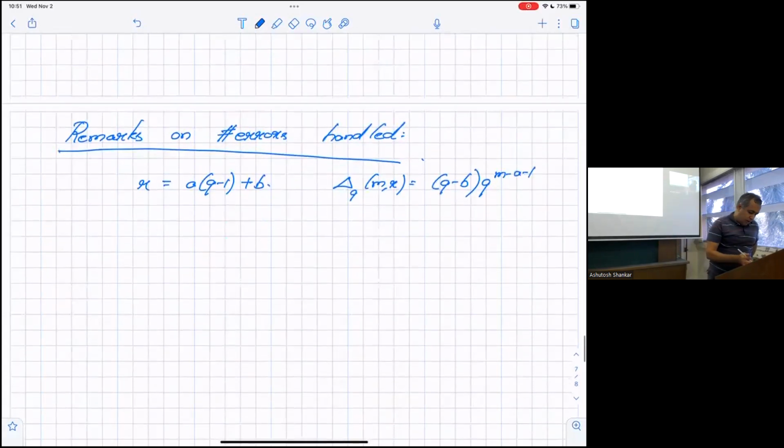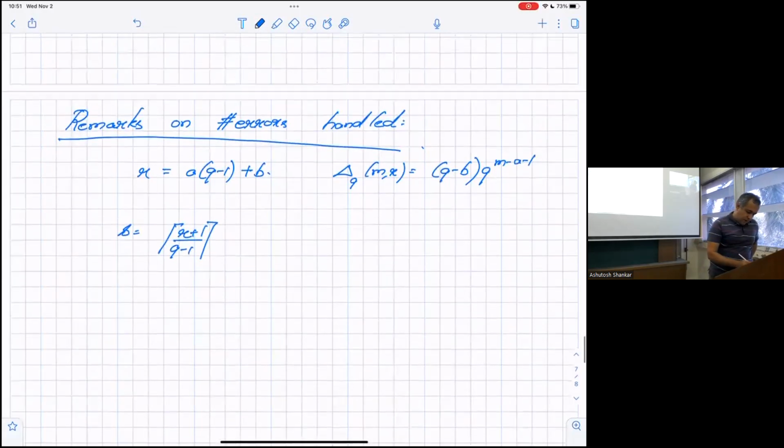What are we doing here? We are picking s to be equal to the ceiling of (r plus 1) by (q minus 1). If you do this, you can notice that this r satisfies r less than s times (q minus 1). This was a condition that we had.